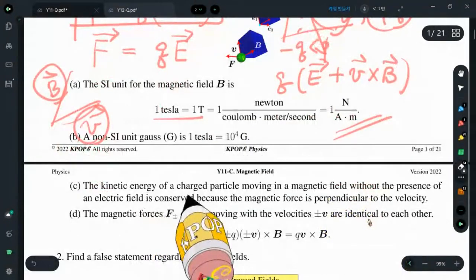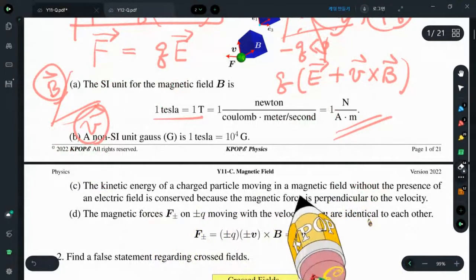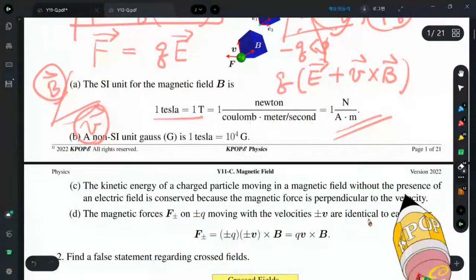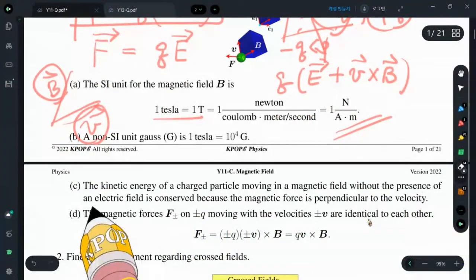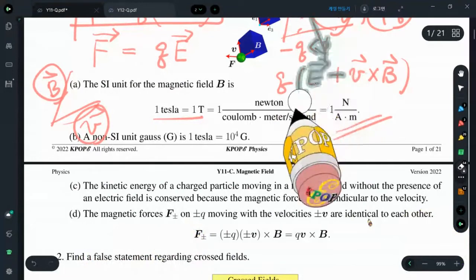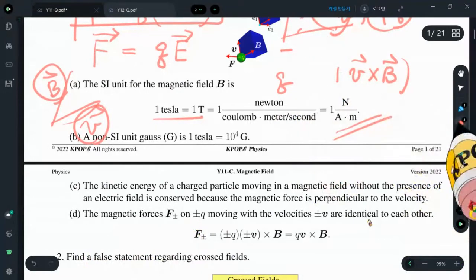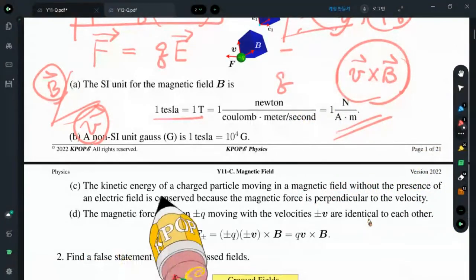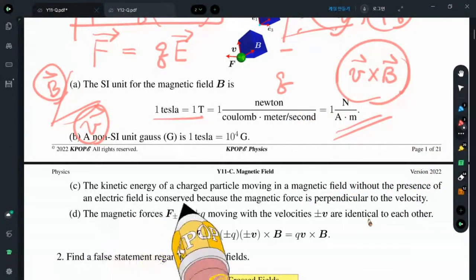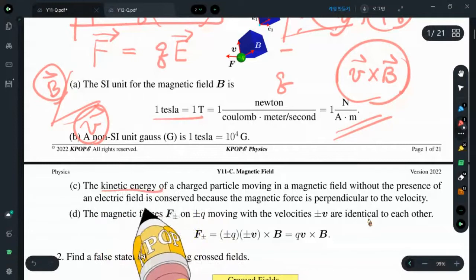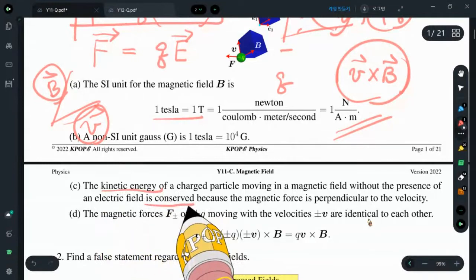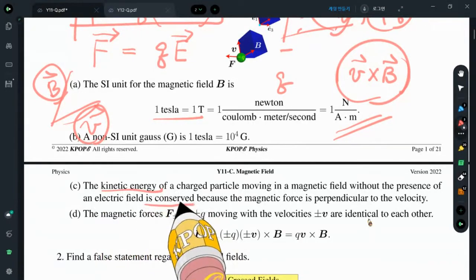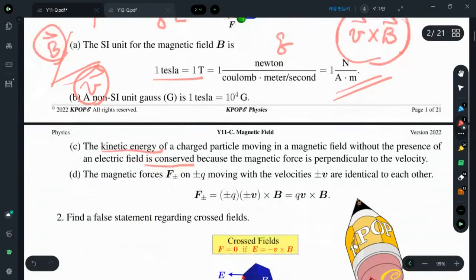The kinetic energy of a charged particle moving in a magnetic field without the presence of an electric field: if there is no electric field and only the magnetic field is present, then the kinetic energy is conserved. Why?